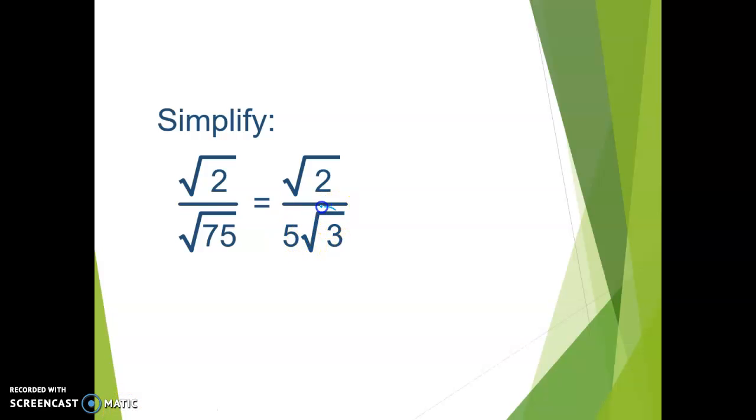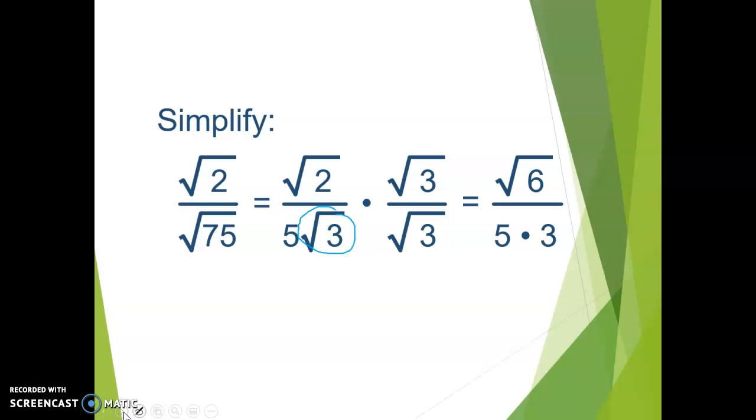We want to get rid of this root 3, so we're going to multiply the bottom by root 3, and whatever we do to the bottom, we also have to do to the top. Multiplying across the top, we get the square root of 6, and multiplying across the bottom, we get 5 times the square root of 3 times the square root of 3. Squaring a square root cancels each other out, so we're just left with 5 times 3 on the bottom. That simplifies to square root of 6 over 15. We cannot simplify the square root of 6 anymore. So that is our final answer.